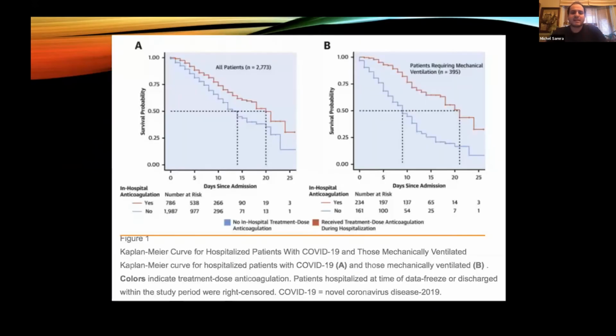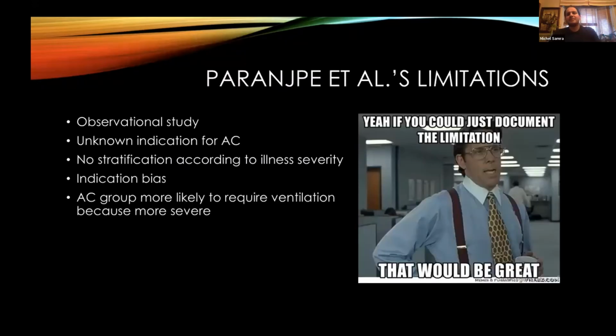So that more or less starts to go along with the idea that maybe there is a place for therapeutic dose anticoagulation, and this could possibly improve survival and reduce mortality. That said, the study had a lot of limitations. It was an observational study. There was no clear indication written for the actual use of the anticoagulation. And unlike the first study we looked at, there was no stratification according to illness severity. There was also probably a large element of indication bias.